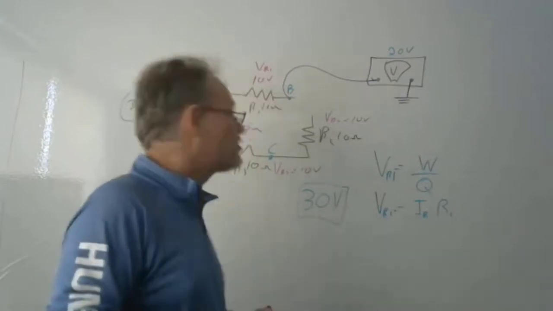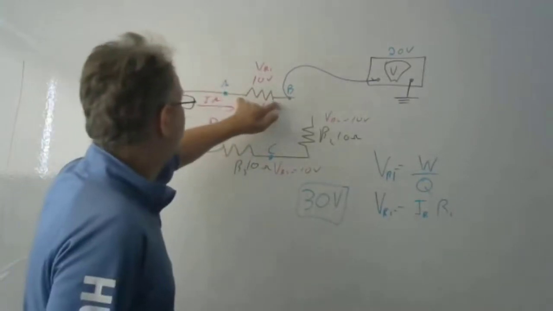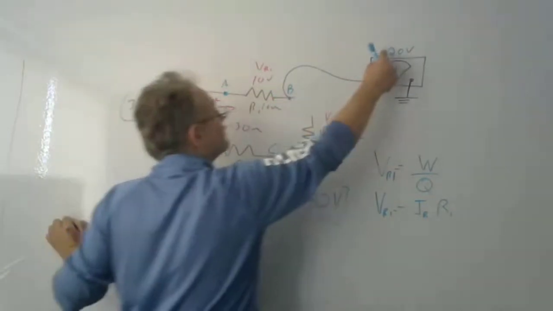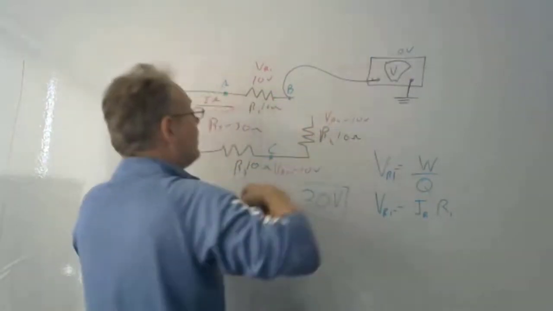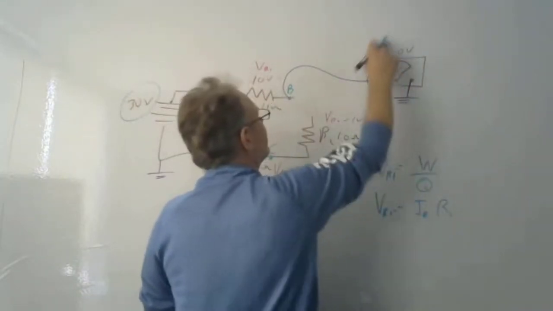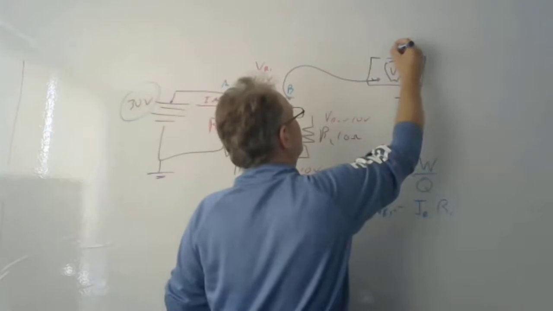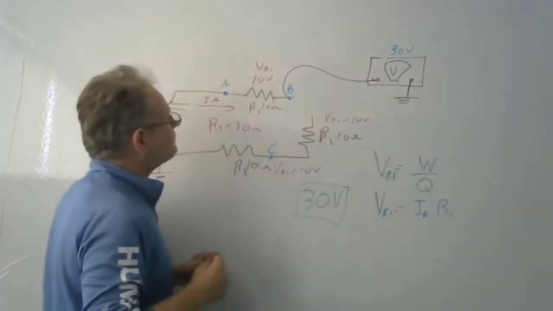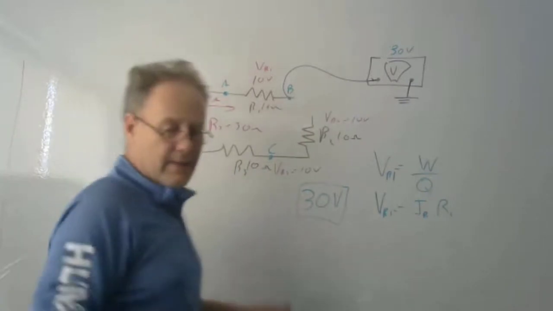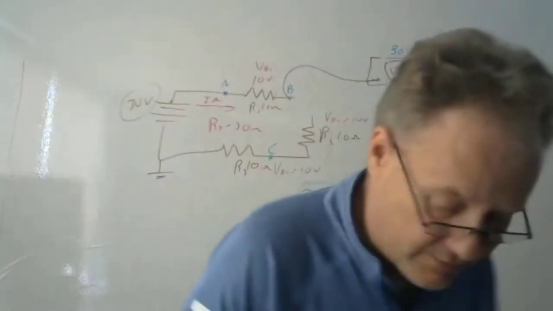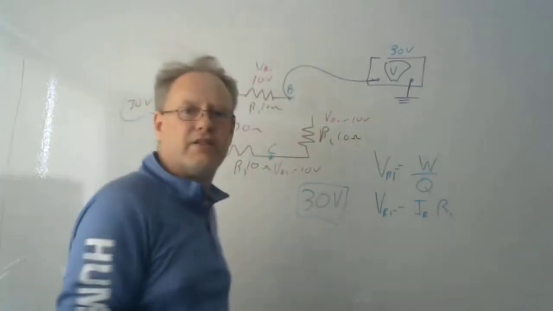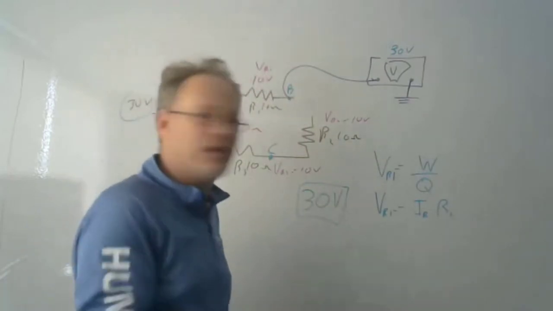So if the voltage drop is zero across this, then the same potential exists here. So once I break this open, it's going to be 30 volts. It's because of this. That is the one thing you needed to glean from this. So when I put a question exactly like this on the exam, I hope you get it right. Okay, good.